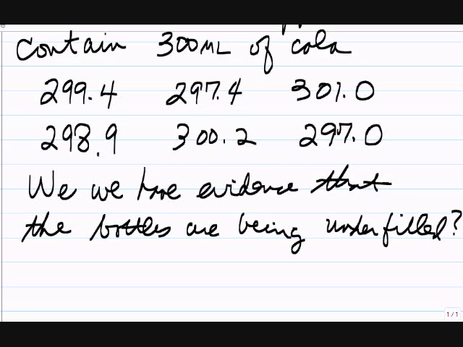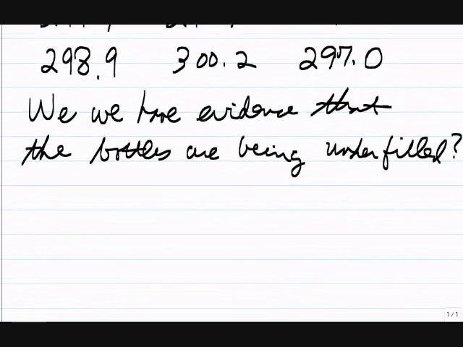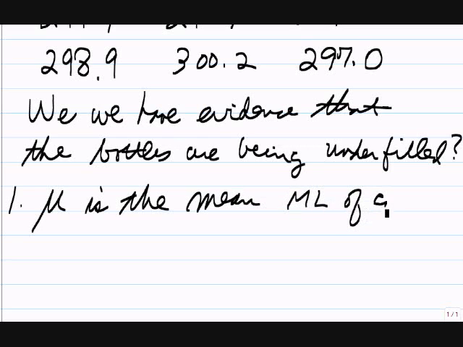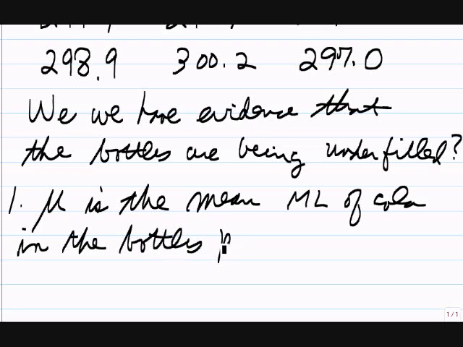Okay. So first off, we'll do our little step 1, which will be to define our parameter, and we're going to find the mean number of milliliters in a bottle of cola. So mu is the mean milliliters of cola in the bottles produced by this plant.